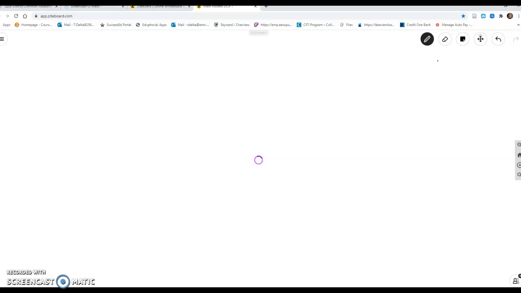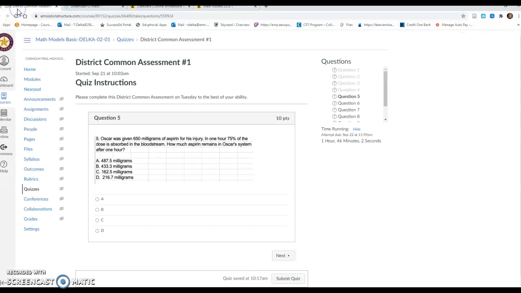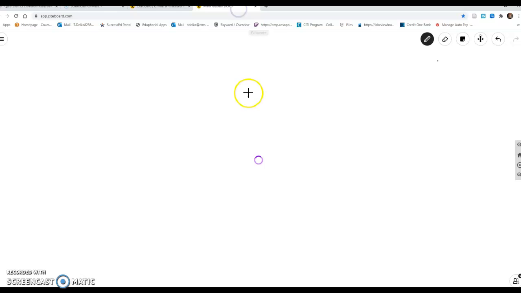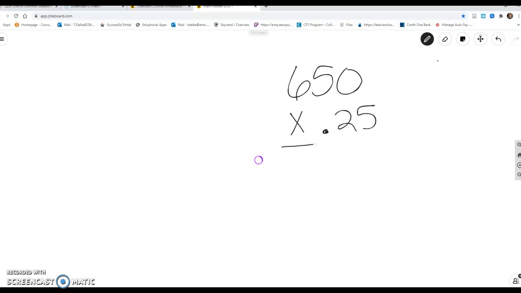So let me go back real quick to that word problem. I want to make sure I have the numbers correct. So 650, and I'm going to multiply it by 0.25 because that's 25%. I'm going to go old school on this one and actually work the problem out. Don't just rely on my calculator. So 5 times 0 is 0. 5 times 5 is 25. 5 times 6 is 30, 31, 32. I'm not going to touch that decimal yet. I'm going to show you what to do with the decimal in a minute.